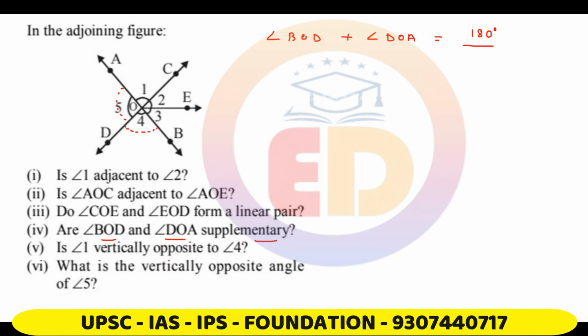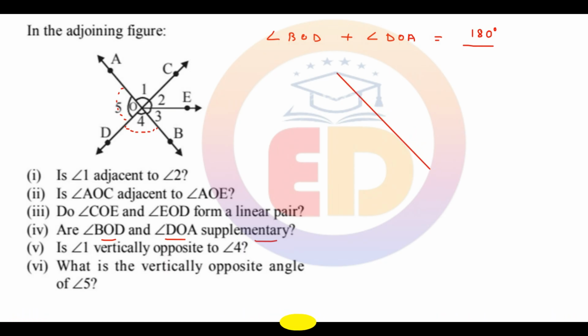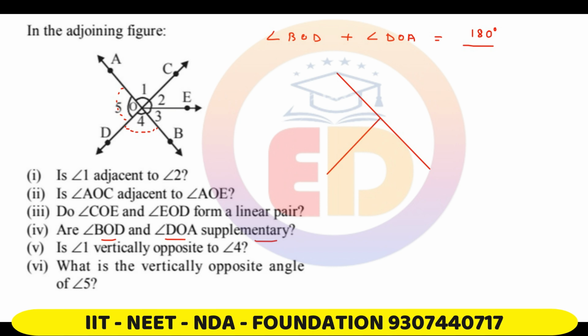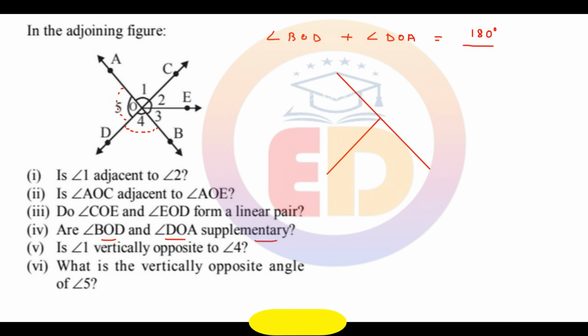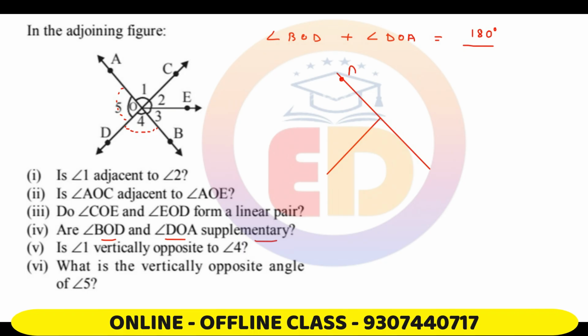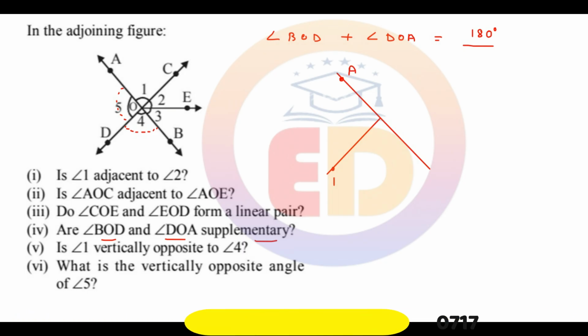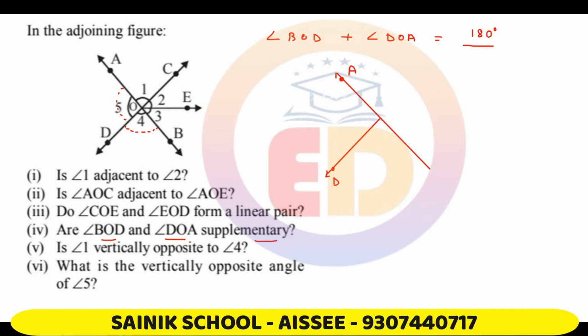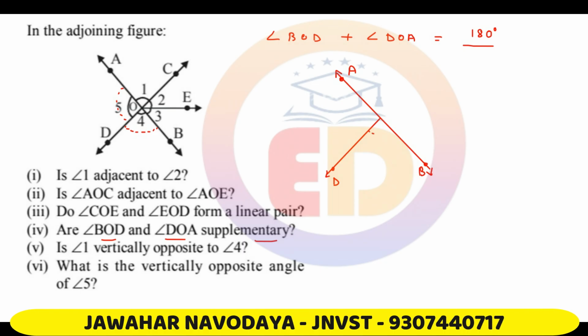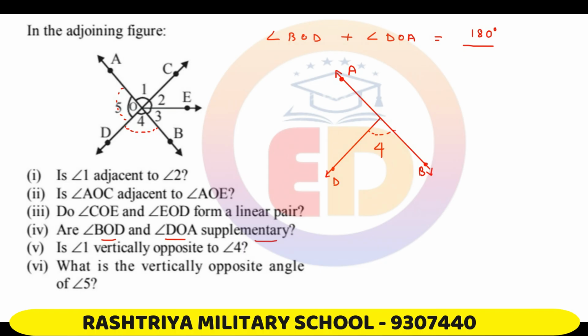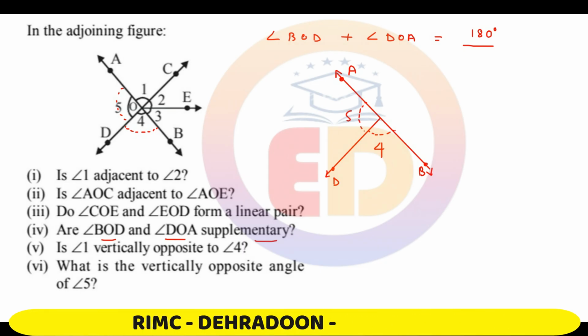For a better understanding, let's draw this here separately. Point A, D, and point B. So this is our angle BOD, which is angle 4, and angle DOA, which is angle 5. Now you can see that both angle 4 and angle 5 are lying on a straight line AOB, or rather AB.